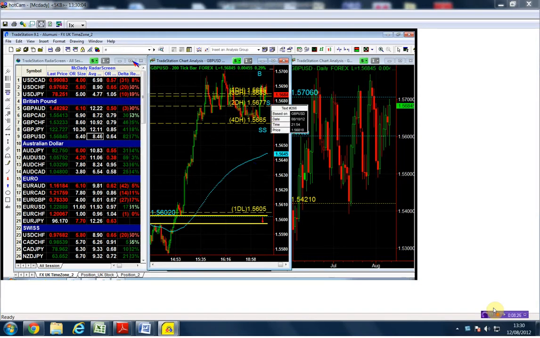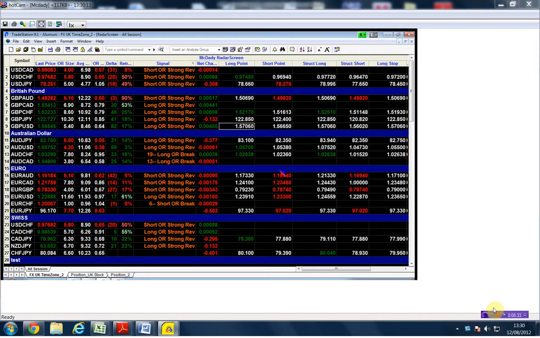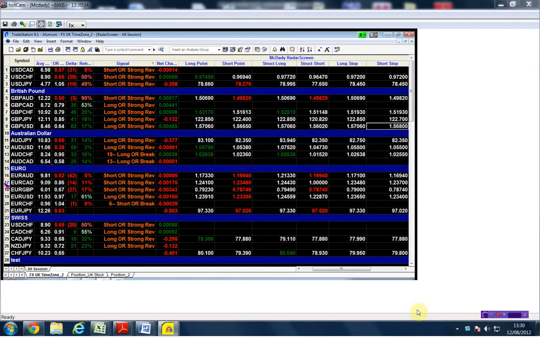So the pound dollar, we are going to be buying above 157.06. It is my structural long point, and therefore it is going to be my stop on the long. I'm going to go short below 156.65. I have a structural short point at 156.02, and my stop is going to be 156.80. All right, that is the pound dollar. Let me save that.